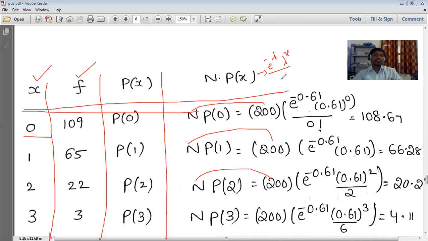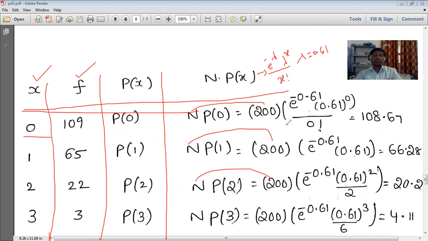So e power minus lambda, lambda power x by x factorial. Here we first substituted in place of lambda, which we already got. How much did we get? Lambda is 0.61. This is the lambda value, and x takes different values: first 0, second 1, 2, 3. We substituted those and calculated.